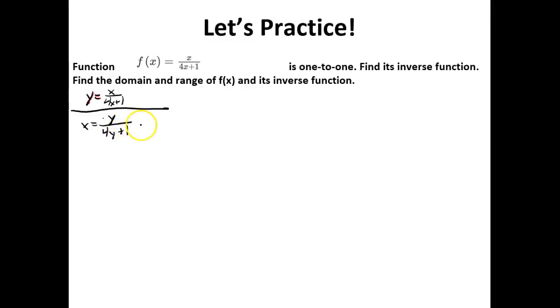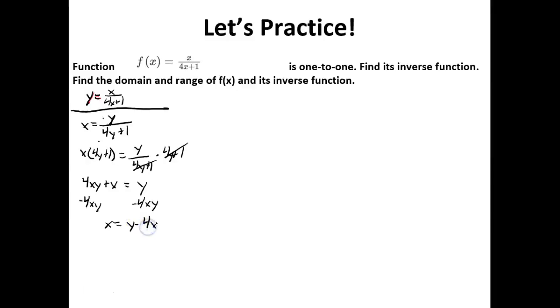So I want to get this out of the bottom. I'm going to multiply both sides by the 4y plus 1. So I get x times 4y plus 1 is equal to y over 4y plus 1 times 4y plus 1. What that does, makes that go away. And then if I distribute this, I get 4xy plus x equals y. I want to get the y's onto the same side, so I would subtract 4xy. I get x is equal to y minus 4xy.